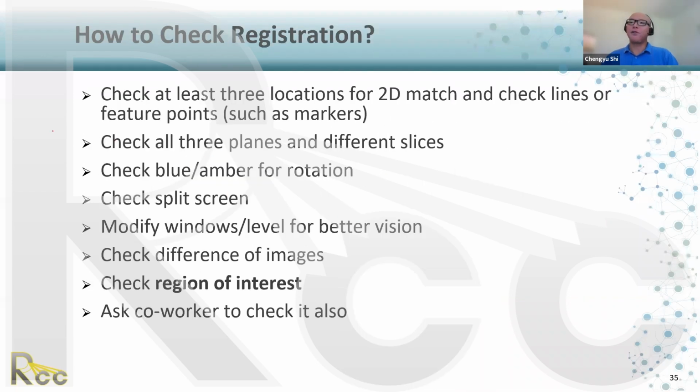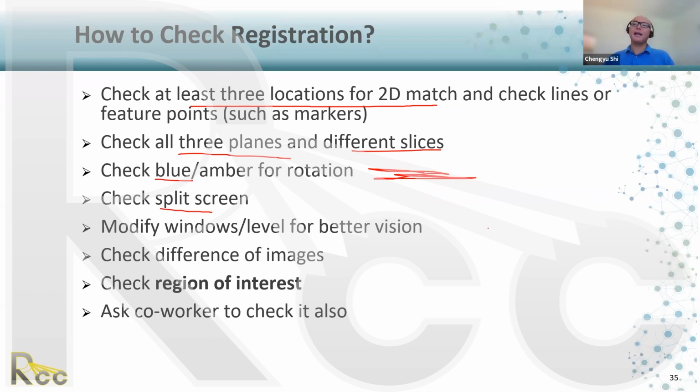Again, the summary for checking: check at least 3 locations for 2D and 4 points for 3D, for non-coplanar points. Check 3 planes and different slices. Use the blue-amber for rotation. You can slide it this way, that way, and your eye will have a movie effect, and you can see the rotation.